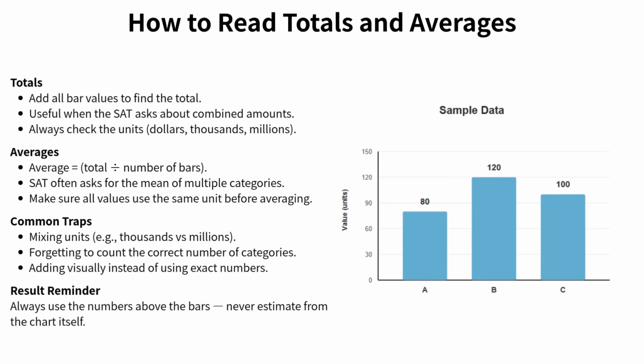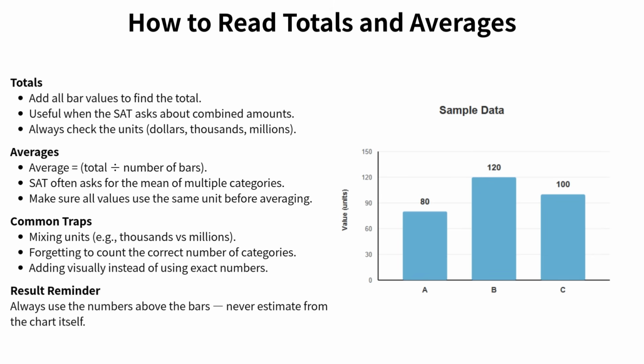Next is the average, or mean. To find it, divide the total by the number of bars. Using the same example, the average is 300 divided by 3, which equals 100. A common mistake is forgetting that every bar must use the same unit before averaging. If one bar is labeled in thousands and another in millions, convert them before doing any calculations. Another common trap is miscounting the number of categories. If you divide by the wrong number, the average will be incorrect even if the total is right. By following these steps, read the exact numbers, check the units, and calculate carefully, you'll handle totals and averages with confidence on the SAT.